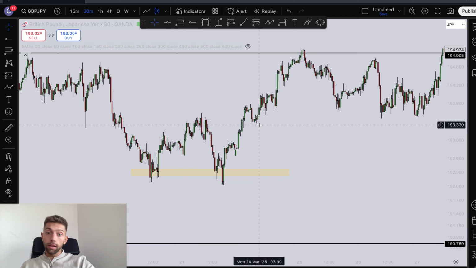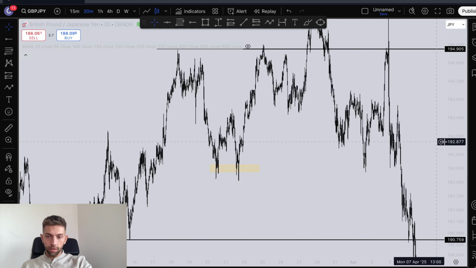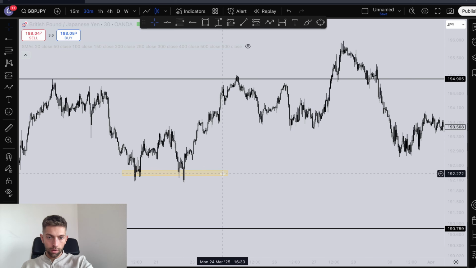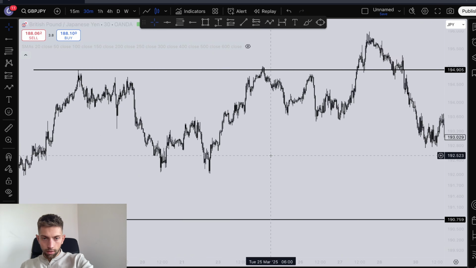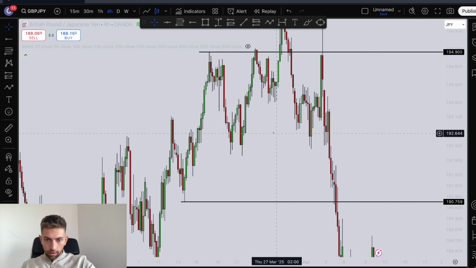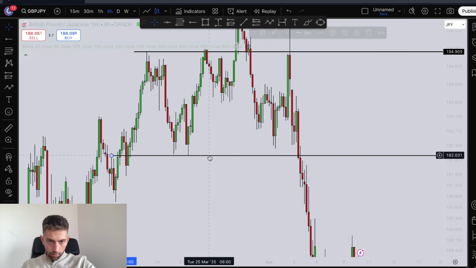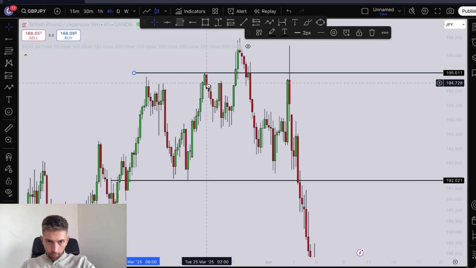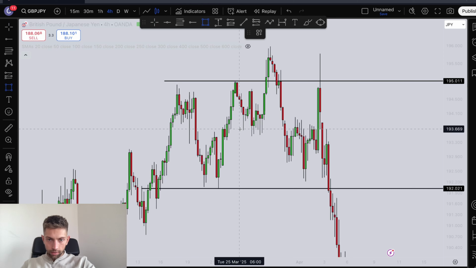Let's continue. So this is on H4. Again, this is the new low. This right here is the new high. As you can see, price broke this structure with these two candles. Let's highlight this.